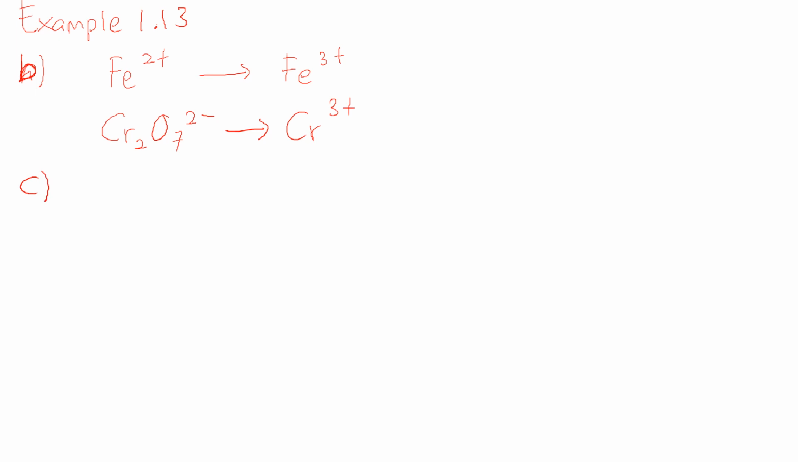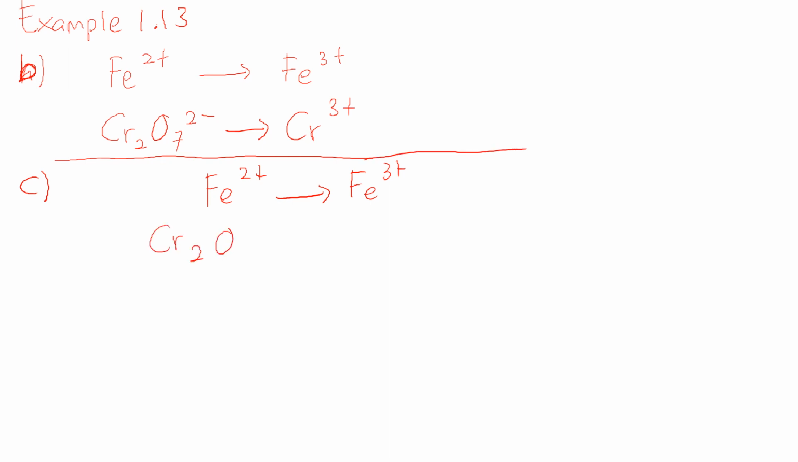Okay, C. Balance the atoms other than O and H in each half reaction. So we take a look at Fe. There's no O, so Fe is already balanced. Fe3 plus. And then for Cr2O7 2 minus, produce Cr3 plus. Here, Cr has 2, as you can see Cr2, so you have to balance with 2 Cr3 plus.